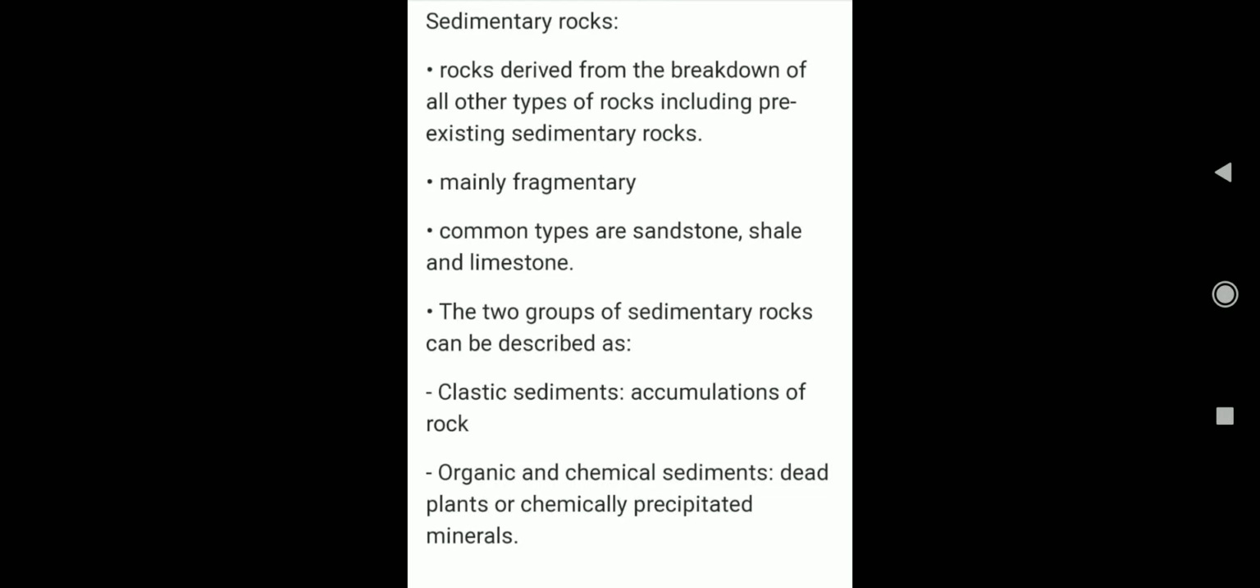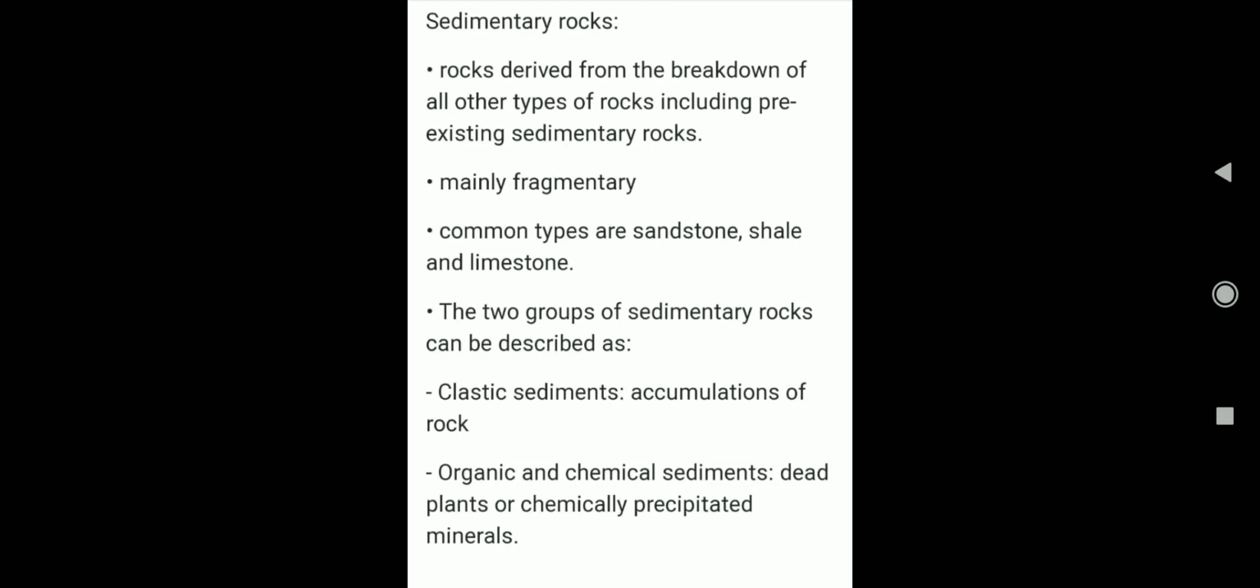The process that turns loose sediments into rocks is called lithification. Sedimentary rocks are formed from materials derived from other rocks. They may also have plant and animal remains. These rocks may thus contain fossils. Now the most important process which is involved here is lithification.